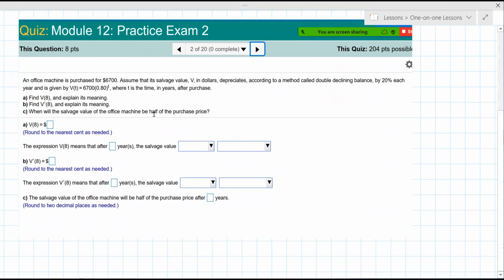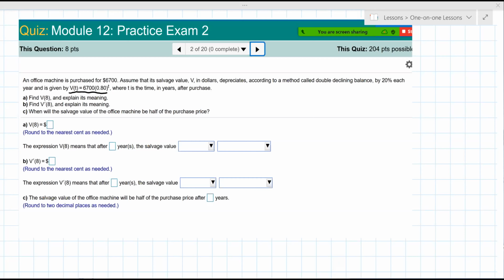Okay. The first thing they're doing is giving you an equation here. They want you to find v of 8. That means you're putting 8 into the t. So do you have that number? It's just typing 6,700 in your calculator times 0.8 to the 8th power.